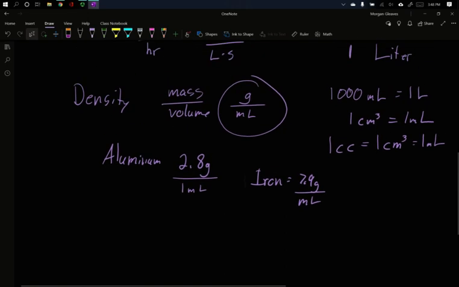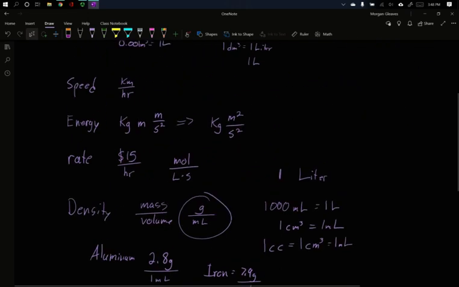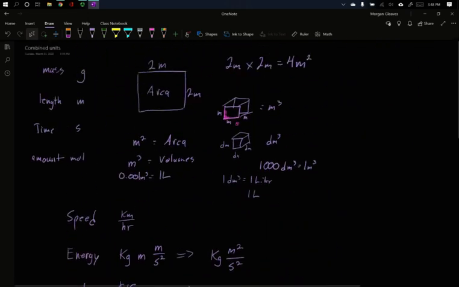All right. That is our look at combined units. The idea that these individual units we've learned can be used collectively in different proportions to tell us different pieces of information.